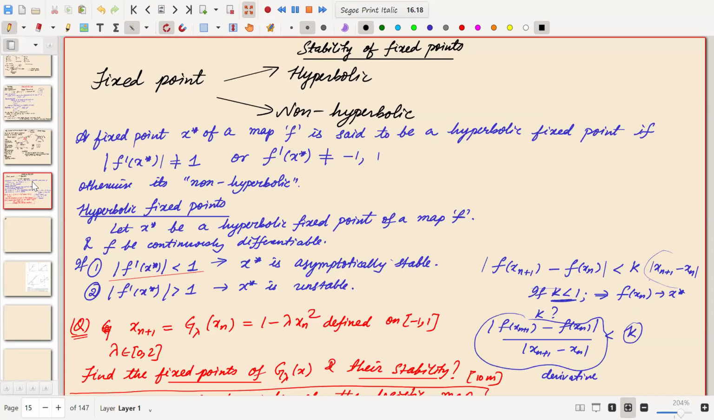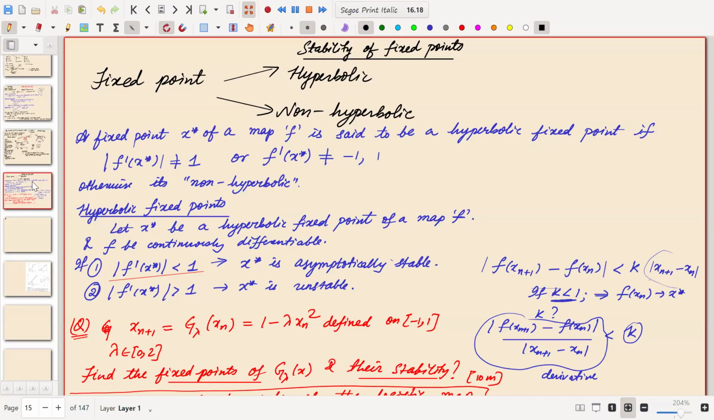A fixed point is a point x star such that x star is equal to f of x star. The roots of the equation x star equals f of x star give the fixed points. And for those fixed points, we can analyze stability, because fixed points can be stable or unstable, right? So how can you say a fixed point is stable or unstable?